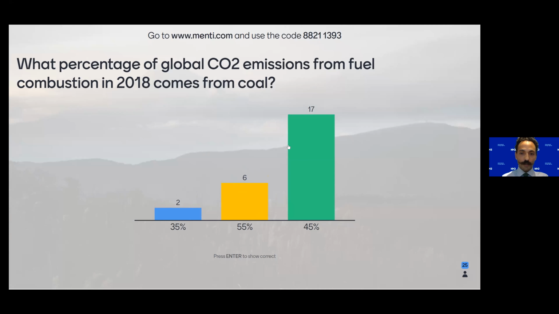And I think it's a good time to now have a look at the answer, which is, as most of you correctly guessed, 45% of the global CO2 emissions in 2018 came from coal combustion. And it's interesting to look at that because despite the current efforts, especially in developing countries, to phase out coal generation, we can see that there's still a good majority of the emissions which originated from coal combustion.